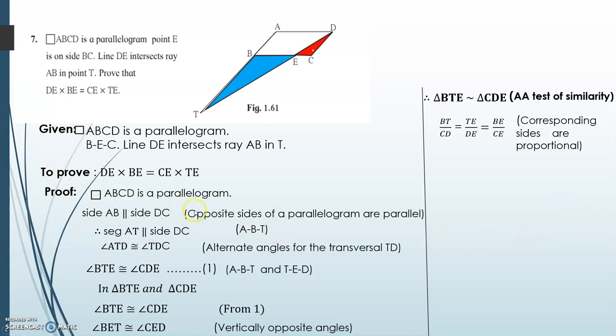Now, we need to prove DE into BE is equal to CE into TE. Where does this come? Look at the three ratios. Where will we get it? DE into BE means it's the second and the third ratio. So we will not take the first at all. Depending on what we need to prove, we have to choose the ratios, that is ET upon ED is equal to BE upon CE. We'll write it down and then we'll cross multiply. That is, we will get DE into BE is equal to CE into TE as the question is. This is how we do number 7.